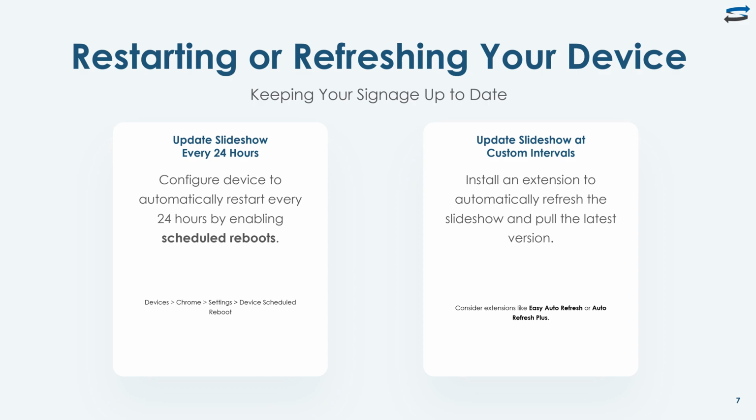My other option is I can also go over and I can download an extension like Easy Auto Refresh or Auto Refresh Plus, and I can configure those to automatically refresh the page, say, every hour or every half hour, again, ensuring that the latest published slideshow is always displayed.